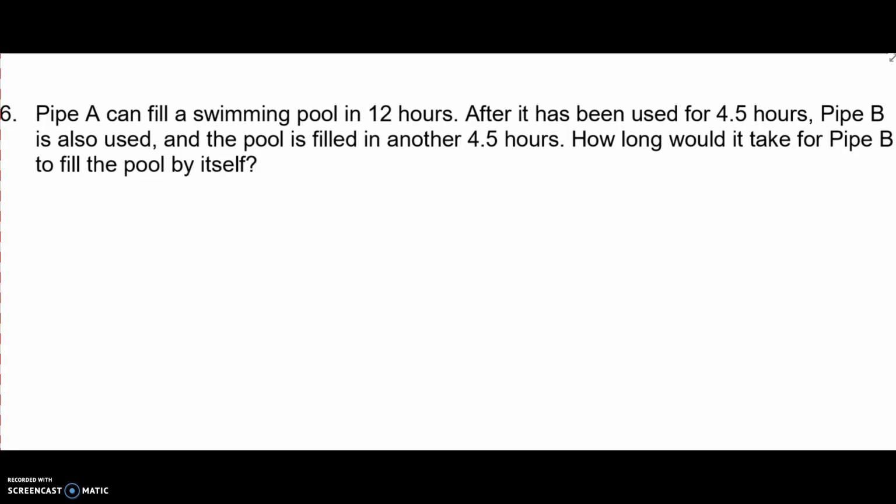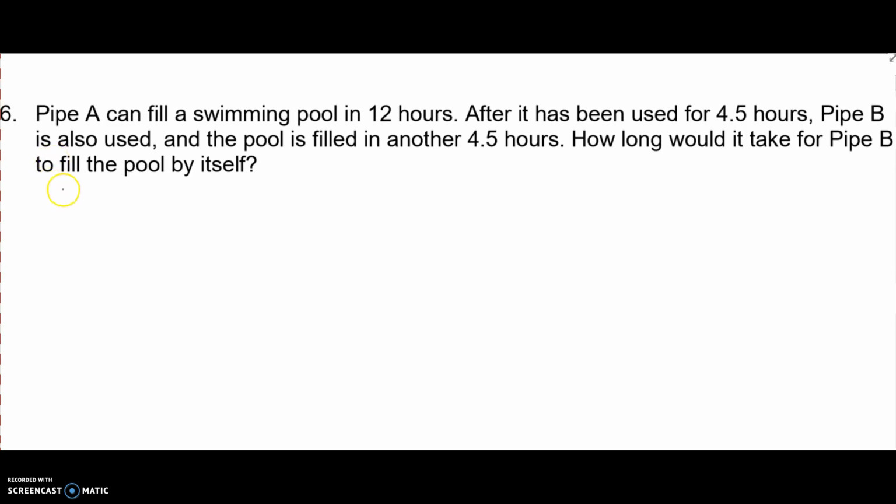Okay, so this question's a little bit different from the others because we're talking about two different pipes both flowing into the pool. Before we get started, make sure you understand what the scenario is saying. So we have one pipe that could fill the pool in 12 hours. It's going to be going for 4.5 hours, and then pipe B also comes in, which also goes for another 4.5 hours, which means that pipe A is going to go for a total of 9 hours, okay, and pipe B will be going for 4.5 hours.